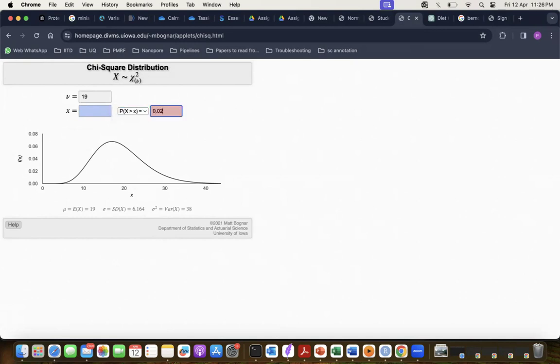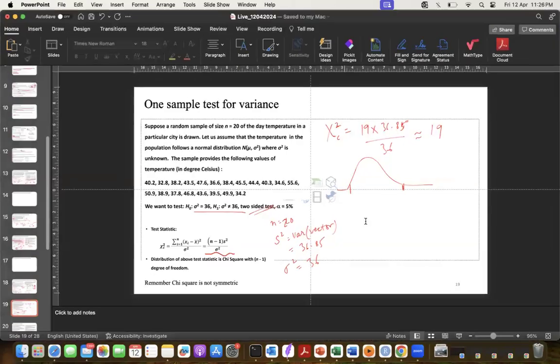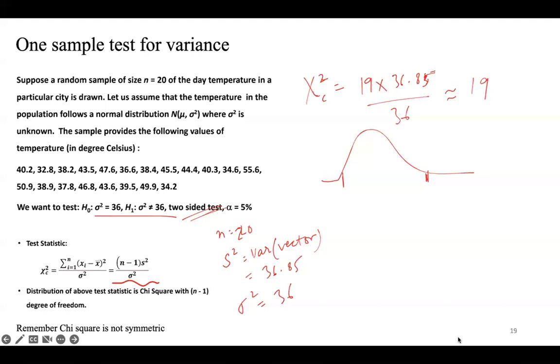We'll say 0.025, because 0.05 is the total. One side is going to be 0.025. So the right side here is at 32.8 and the left side here is equal to 8.9. So 32.8 and 8.9, these are our limits. And the value that we got here was 19. So let me just write it again.